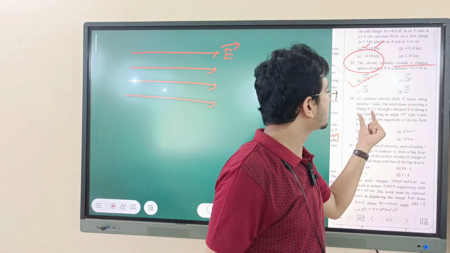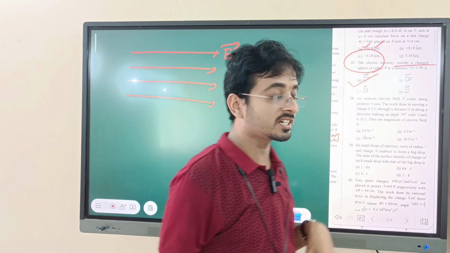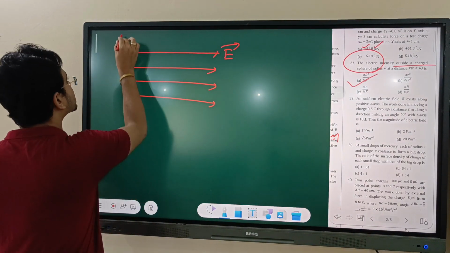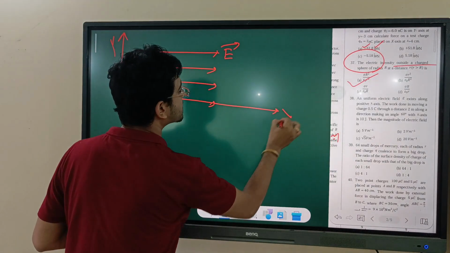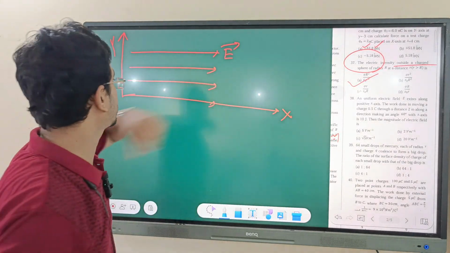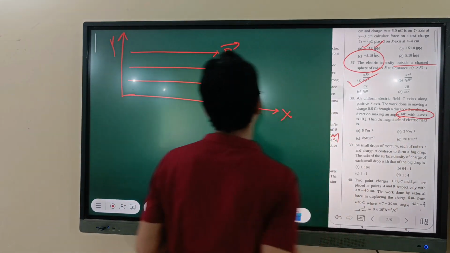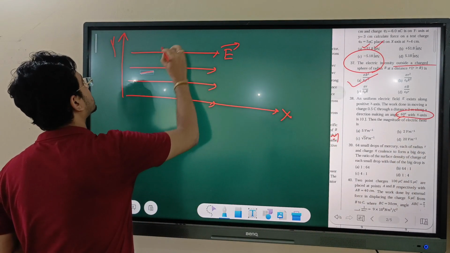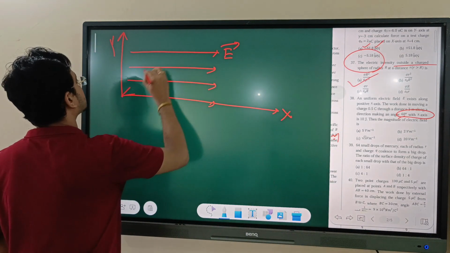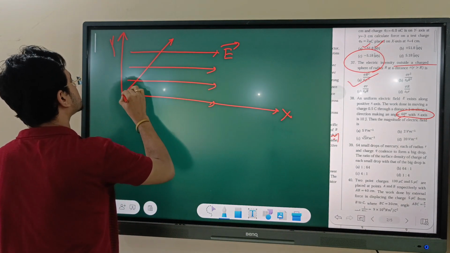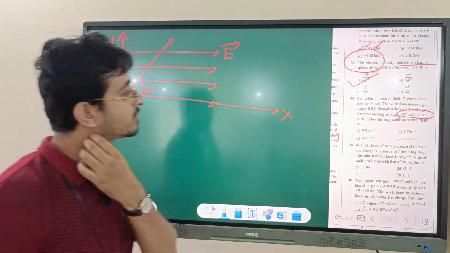Work done in moving a charge of 0.5 coulomb through a distance of 2 meters along a direction making an angle of 60 degrees with the x-axis. This is my x-axis, this is the y-axis. The electric field is going in the positive x direction, and the charge is moving like this, making an angle of 60 degrees to the x-axis. What is the magnitude of charge?